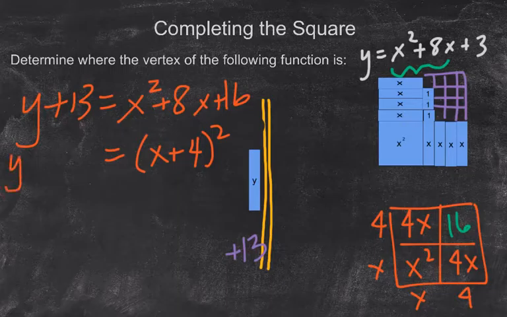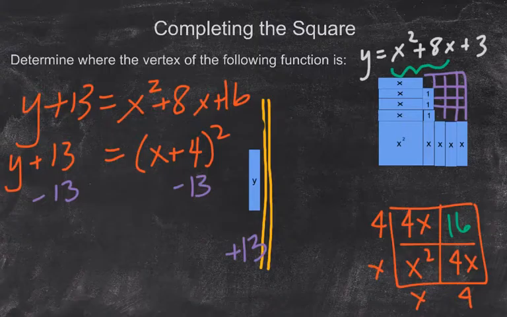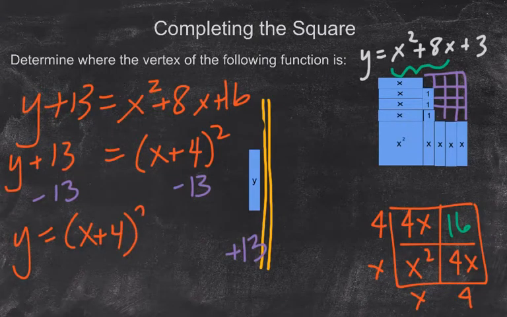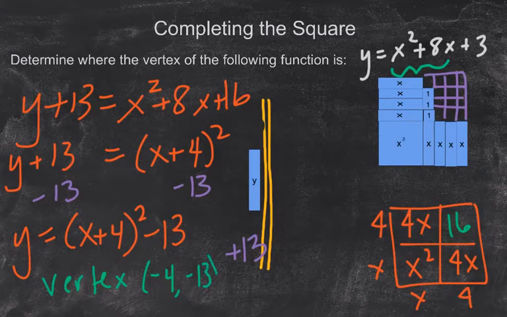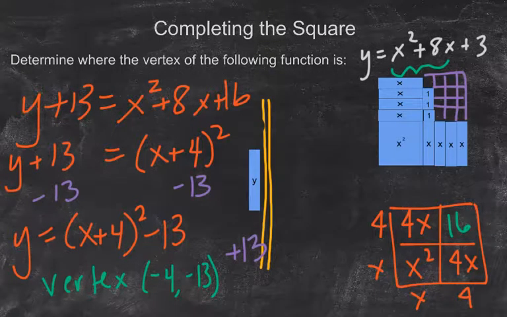or x plus 4 squared. Okay, and now I'm one step away from having it in graphing form. I just need to subtract 13 from both sides now. So I get y equals x plus 4 squared minus 13. And now I can see that the vertex is at -4, -13. And I'll definitely want to check that by graphing the original function in Desmos.